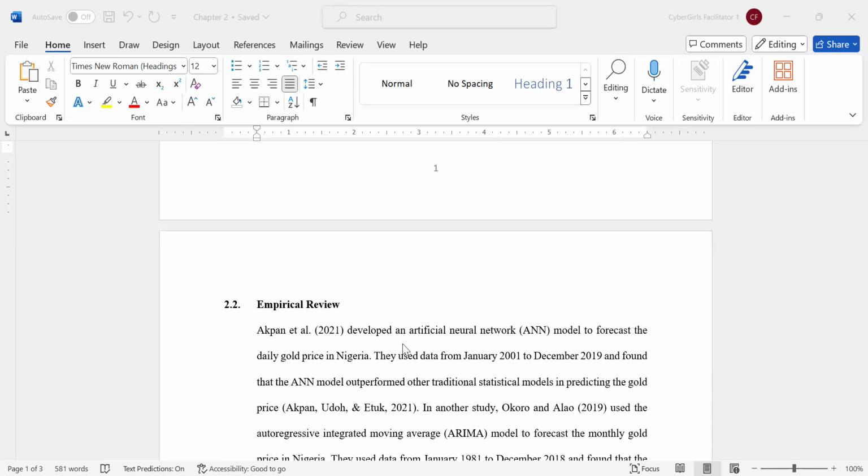So that is the point whereby you look at a particular work that has been done by somebody: what is the methodology he deployed, what is the result that he got, and what is his conclusion. So that is what you are doing under empirical review.